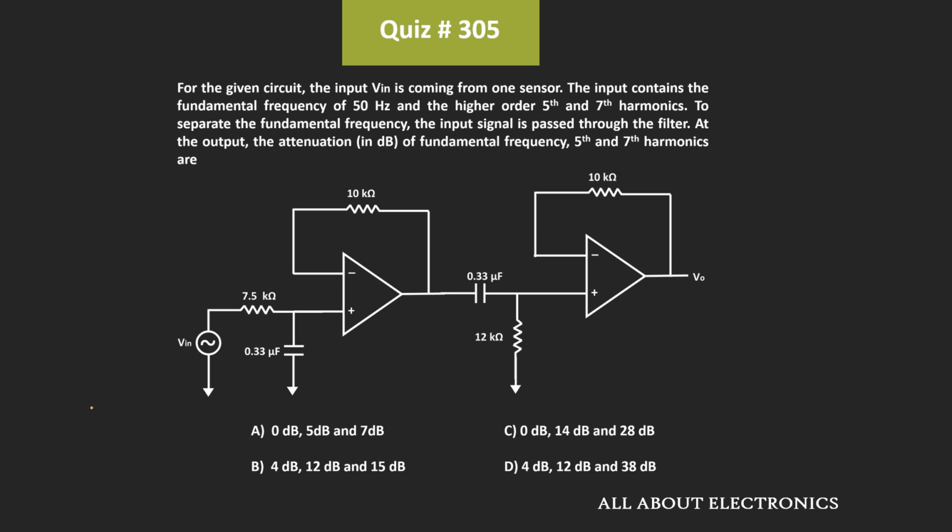So in this question, we have been given this circuit and we have been given that the input to this circuit is coming from one sensor. So this input contains the fundamental frequency of 50 Hz as well as the higher order 5th and the 7th harmonic. So here we have been asked to find the attenuation which is being provided by this circuit for the fundamental as well as the 5th and the 7th harmonic.